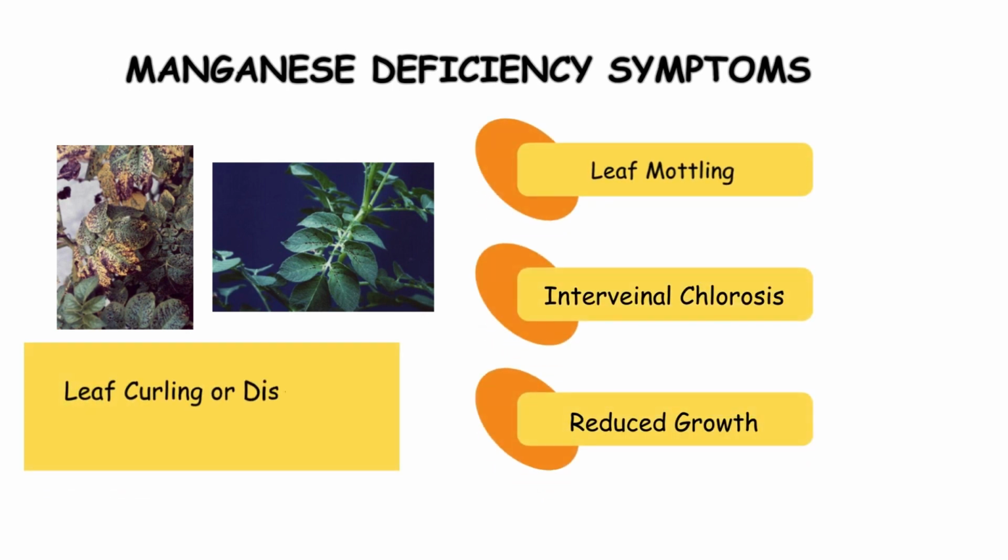So when we have manganese deficiency in our plants, the most common sign is leaf mottling, and this can be seen in figure A or the first picture. This simply means the occurrence of irregular patterns of light and dark areas on a plant's leaves. It is often characterized by patches of discoloration, typically appearing as a mix of yellowing or chlorosis and normal green tissue.